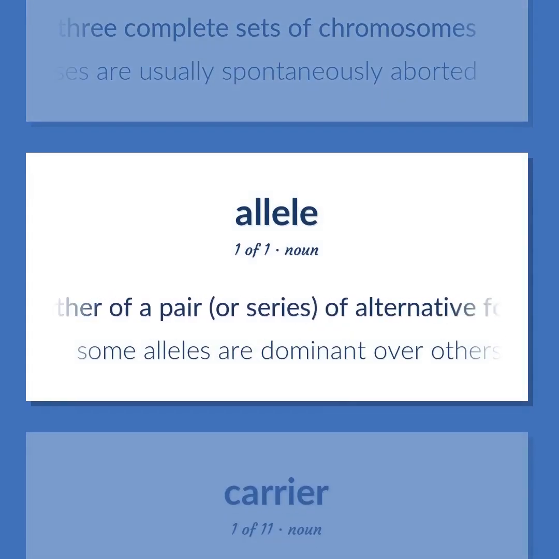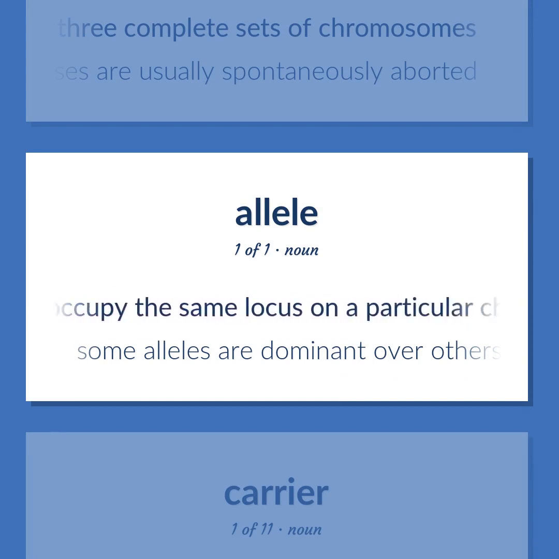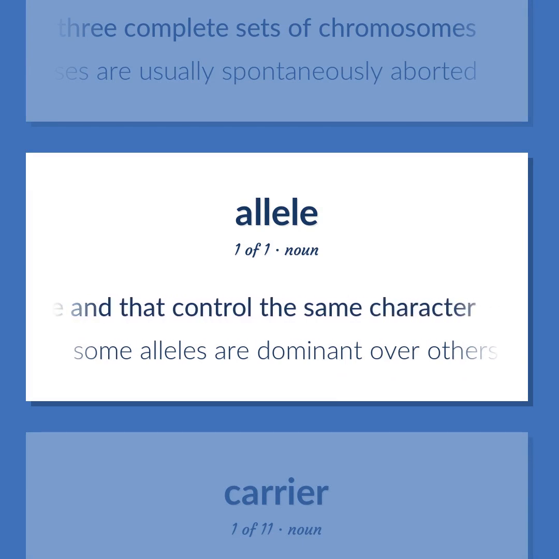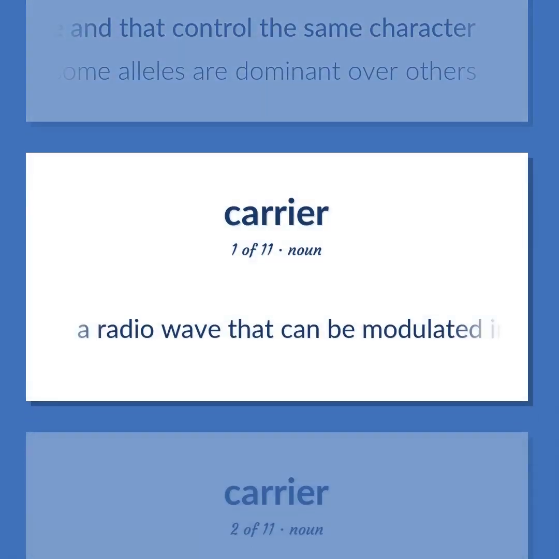Genetics. Either of a pair, or series, of alternative forms of a gene that can occupy the same locus on a particular chromosome and that control the same character. Some alleles are dominant over others. A radio wave that can be modulated in order to transmit a signal.